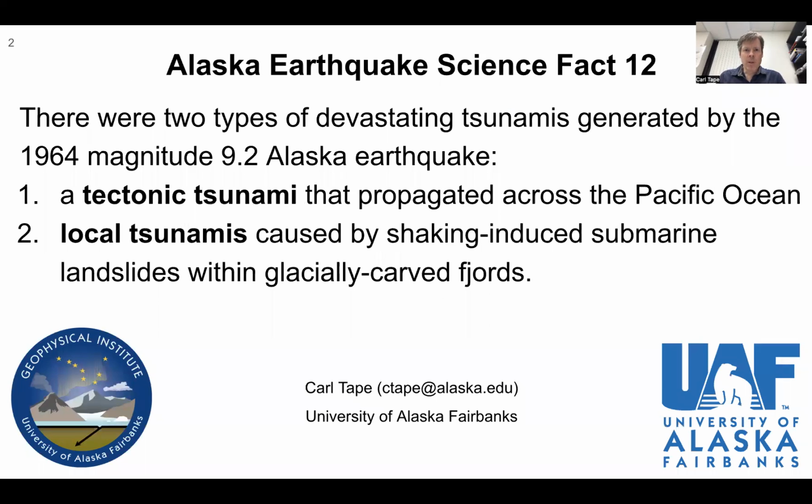There were two types of devastating tsunamis generated by the 1964 magnitude 9.2 Alaska earthquake. The first was a tectonic tsunami that propagated across the Pacific Ocean. The second were local tsunamis caused by shaking-induced submarine landslides within glacially carved fjords.